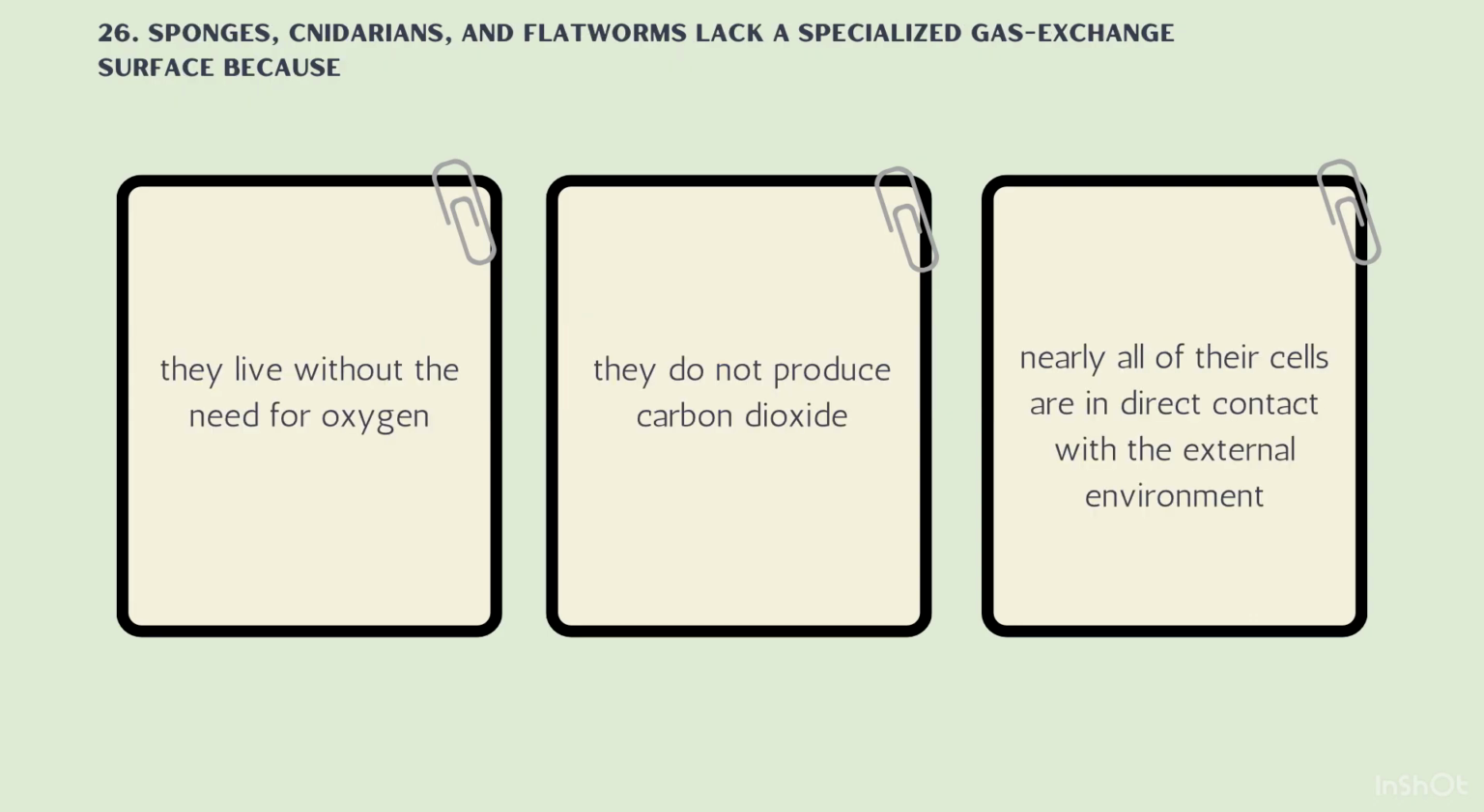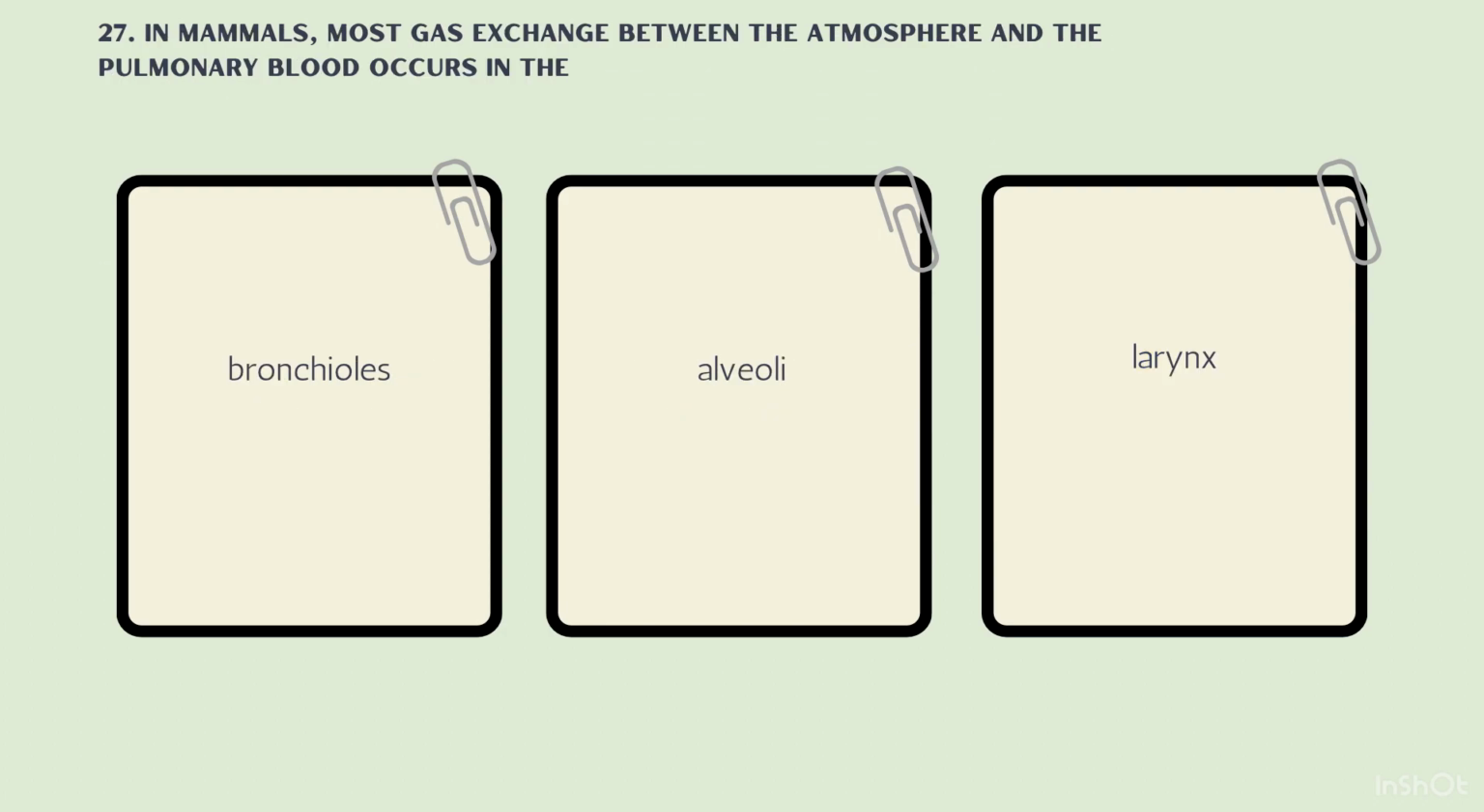26. Sponges, cnidarians, and flatworms lack a specialized gas exchange surface because nearly all of their cells are in direct contact with an external environment. 27. In mammals, most gas exchange between the atmosphere and the pulmonary blood occurs in the alveoli. So remember alveoli in gas exchange.